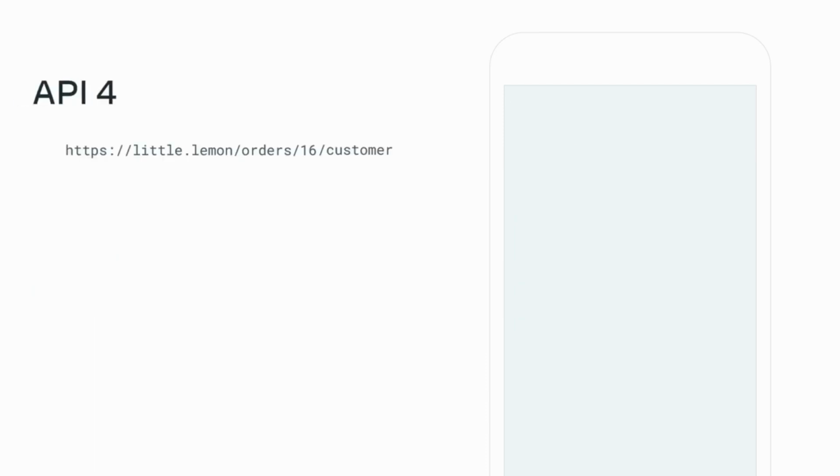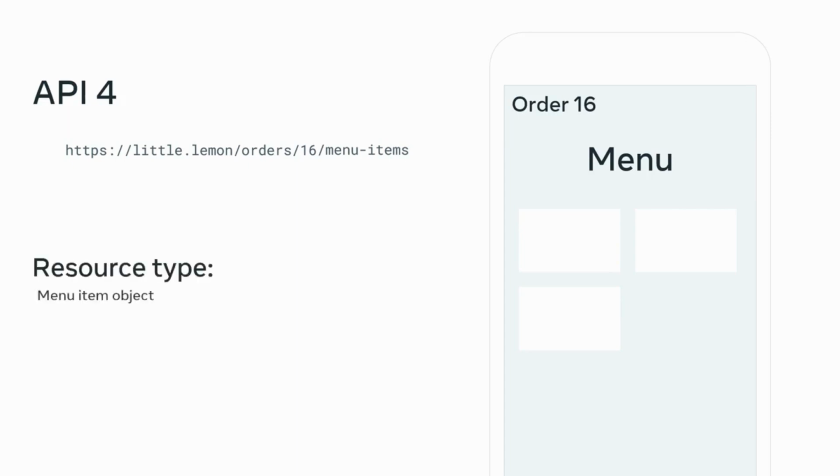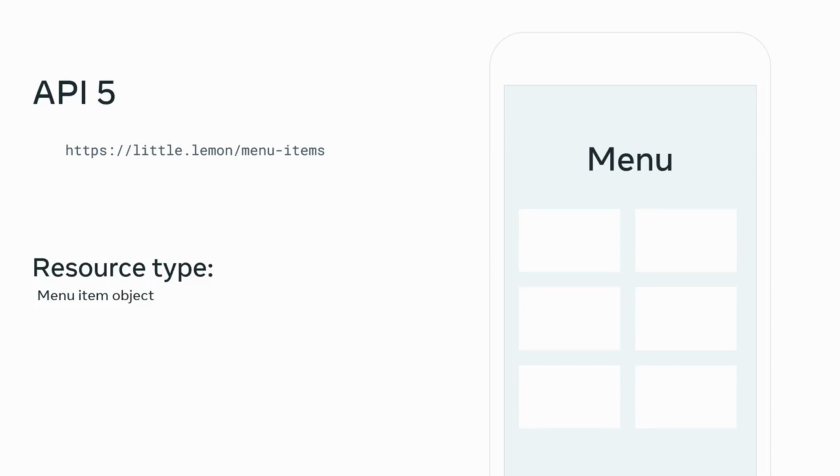Say the manager wants to look at what the menu items of order number 16 were. The app makes an API call that replaces /customer with /menu-items. Only the menu items of order 16 will show in the result. And this time, the resource type is the menu item object. Now, on the other hand, if the customer wants to browse the menu, the app uses another API, little.lemon/menu-items. And although the resource type will also be the menu items object, the return will be all available menu items of the restaurant. But sometimes the resource type is the same, although the result can be filtered to be more specific.